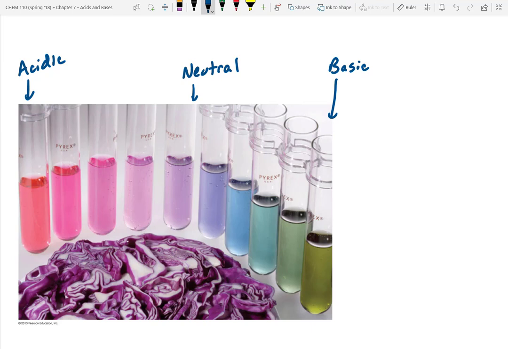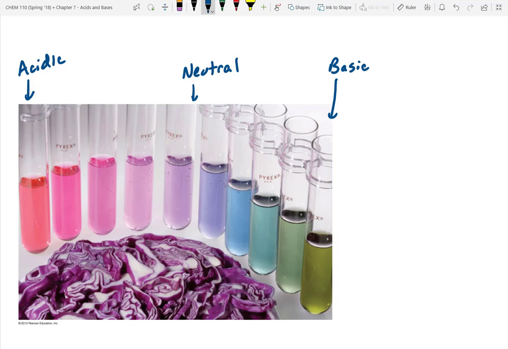Does anybody remember the compound that's responsible for this? I didn't put it on the pre-lab quiz. It's a long name. It's anthocyanins. So if you go on and take more and more chemistry, you'll actually learn about why the color change occurs. But it's pretty interesting.